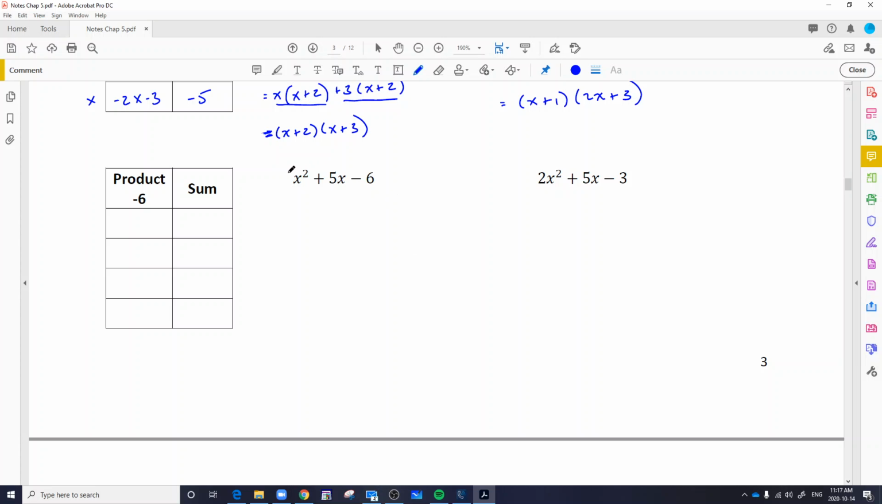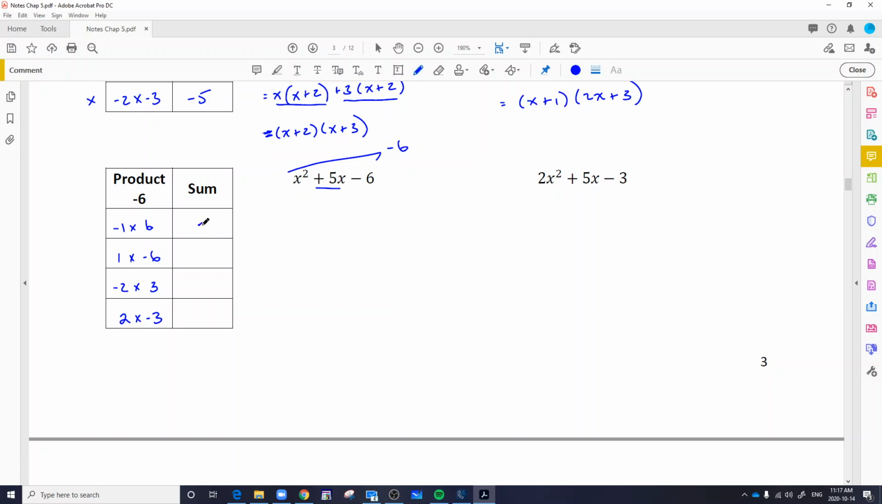So we're still looking at AC, which for this one is -6. So I'm looking for numbers that have a product of -6. So that could be -1 and +6. It could be +1 and -6. It could be -2 and +3, or +2 and -3. Now we're looking for the pair that has a sum of 5.